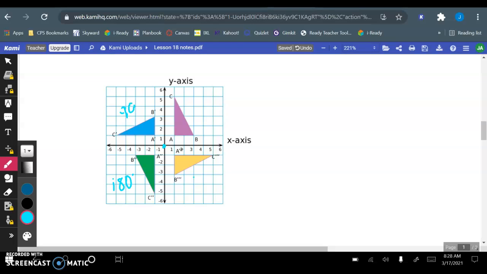And then the yellow image would be 270 degrees counterclockwise. If we went in the other direction, the yellow would be 90 degrees clockwise, the green would be 180 degrees, and then the blue would be 270 degrees clockwise. So it matters which way you're going to go.